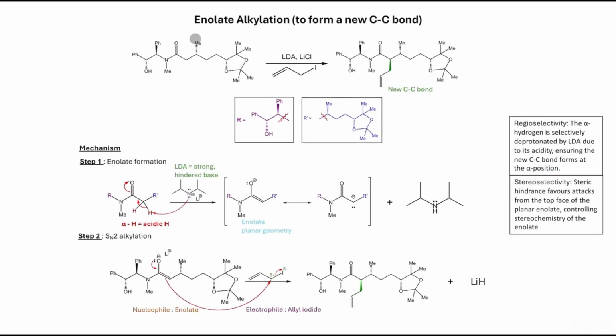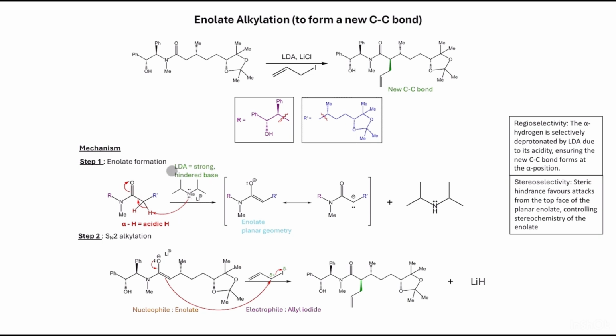First reaction is enolate alkylation, where a new carbon-carbon bond is formed here. I'm going to refer to some of the R groups as shown here. In the mechanism, in the first step, the base, which is a strong bulky base, is going to selectively deprotonate this alpha hydrogen. And this selectivity arises because this alpha hydrogen is quite acidic due to the electron withdrawing nature of the carbonyl group next to it.